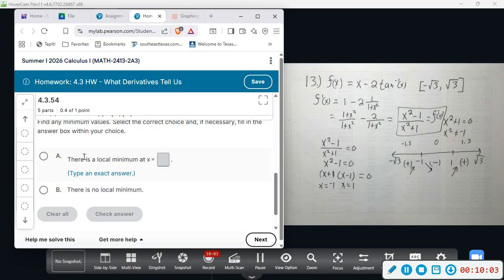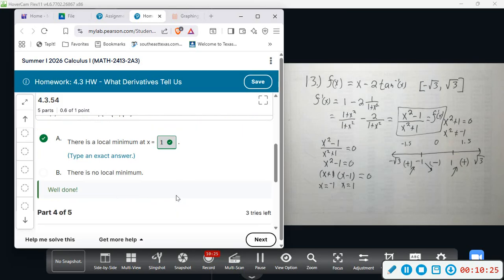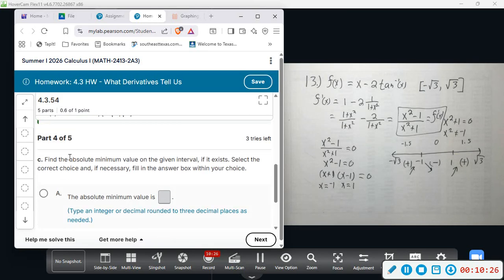Alright, this one is asking location for the local minimum. And so since this is going from decreasing to increasing, that would be a minimum. So minimum located at positive 1. All right, and then we want to find the absolute minimum value and then the absolute maximum.